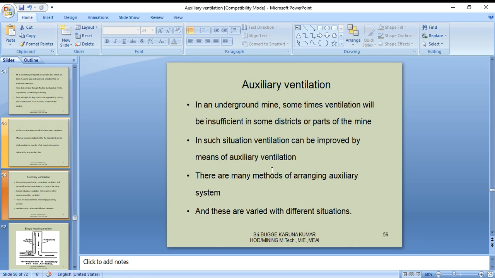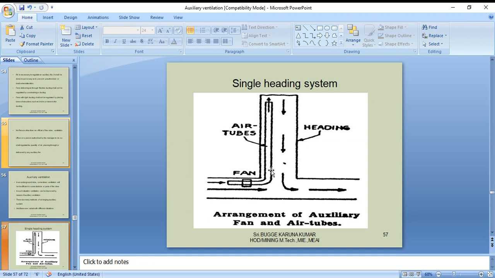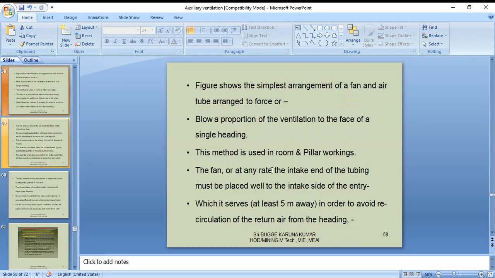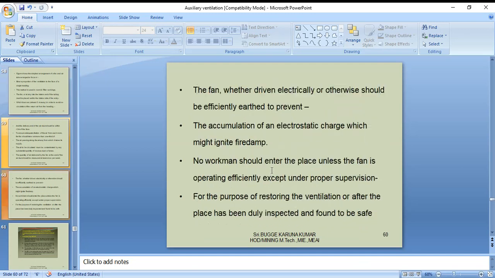In an underground mine, sometimes ventilation will be insufficient in some districts or parts of the mine. In such situations, ventilation can be improved by means of auxiliary ventilation. There may be a method of arranging it. So this is another arrangement showing here, a single heading, the simplest arrangement.